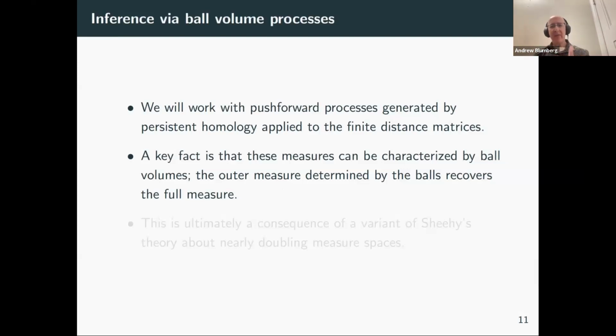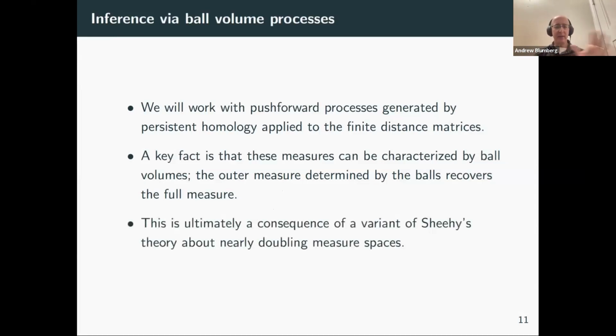And the kind of hypothesis you need for something like this to be true is some kind of covering property, so it's related to things like doubling dimension. And of course, we know that the space of barcodes has infinite doubling dimension, but there's a very nice theory, I think due to Don Sheehy, about what are called nearly doubling measure spaces. And it turns out that's kind of enough to get a characterization, under some restrictions on the barcode space we're looking at, by ball volume. So the point of this is that we can have test statistics that are determined in terms of ball volumes.